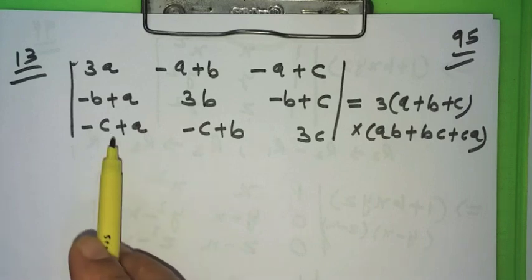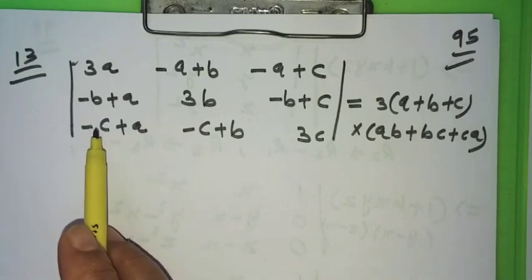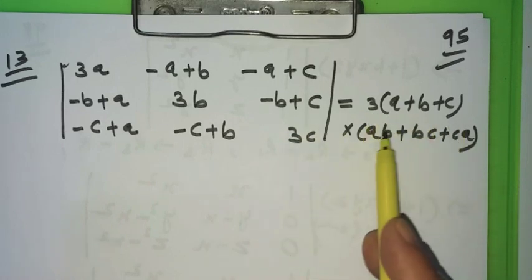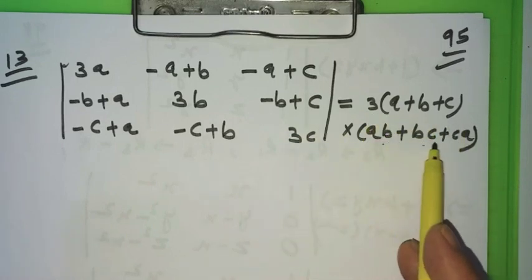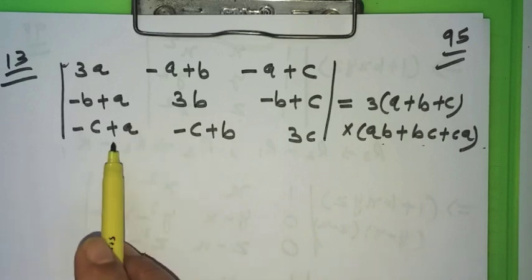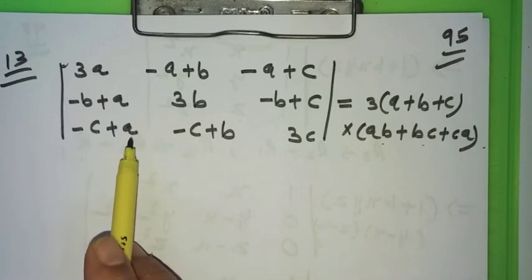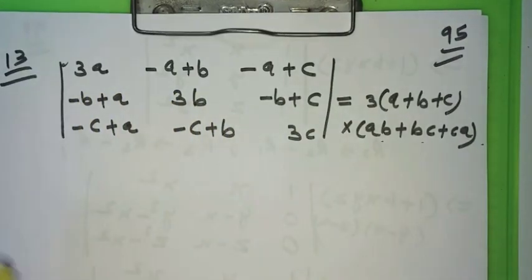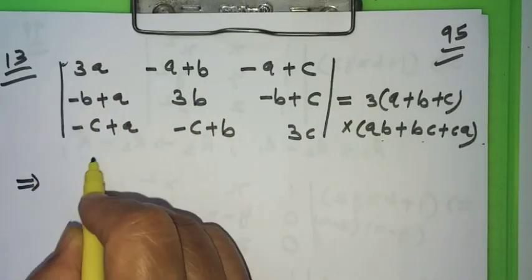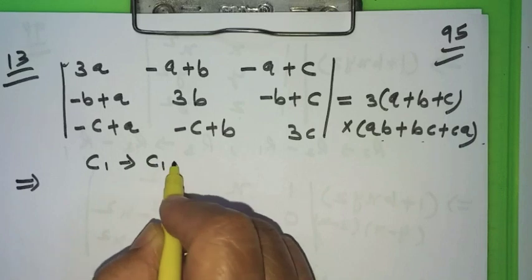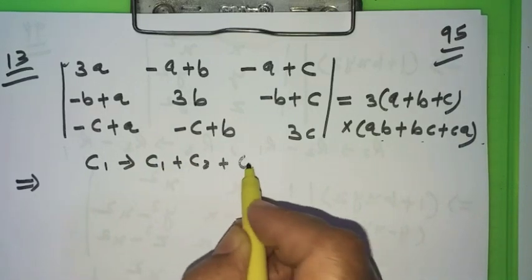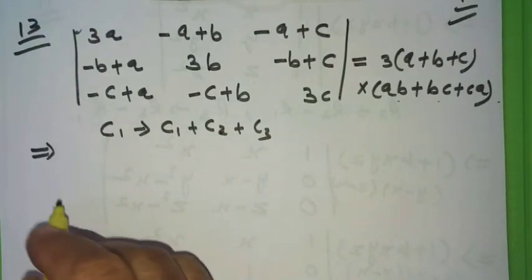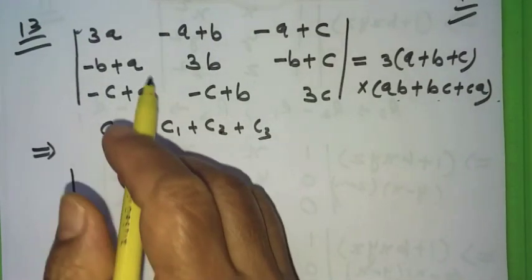Question 13 of miscellaneous exercise on chapter 4. So this determinant is to be proved to be equal to 3a plus b plus c into ab plus bc plus ca. So we can see that we can add up column 1, 2 and 3. So first operation that we do is c1 goes to c1 plus c2 plus c3. So let me see what this determinant will become after this operation.